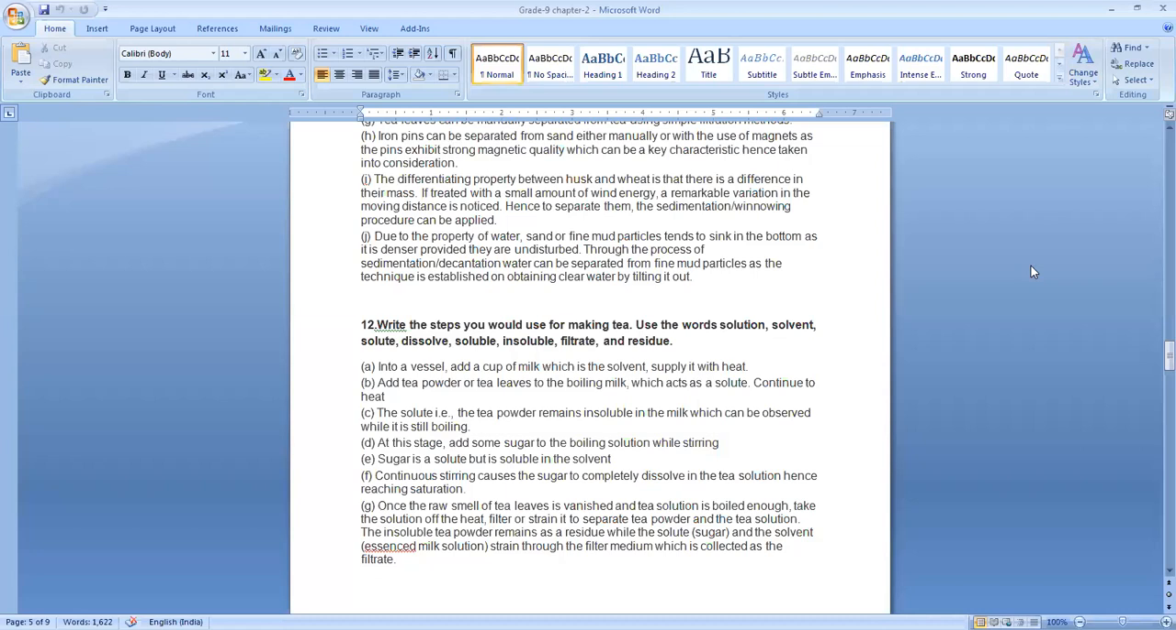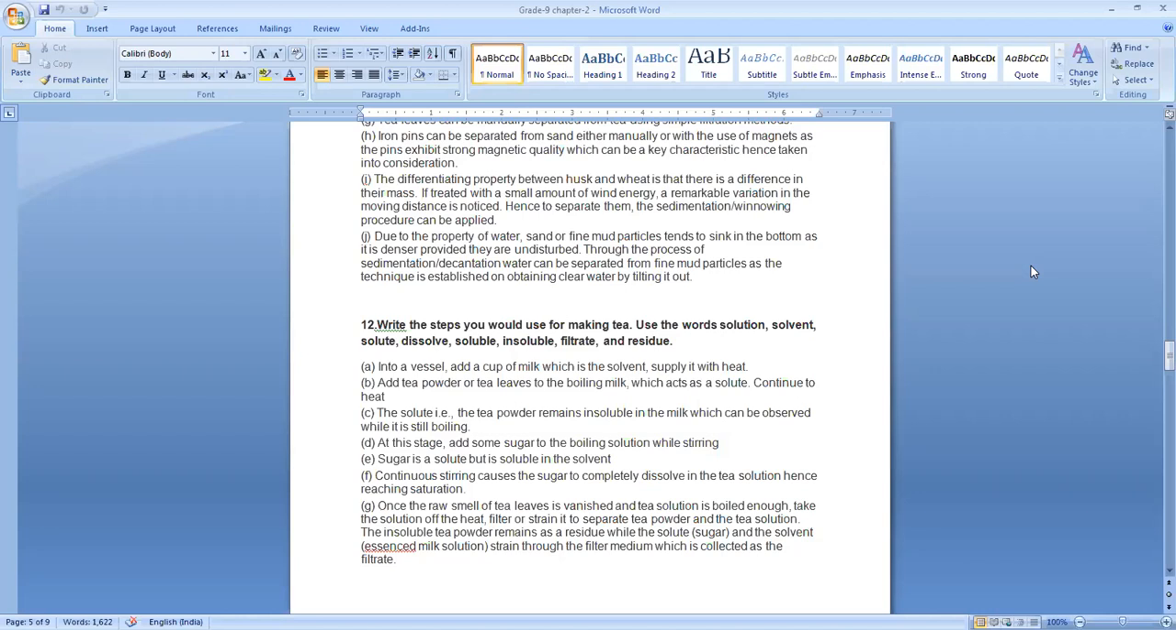Question is the 12th one. Write the steps you would use for making tea. Use the words solution, solvent, solute, dissolve, soluble, insoluble, filtrate, and residue. So you have to use these words and write the steps of how you'll prepare it.